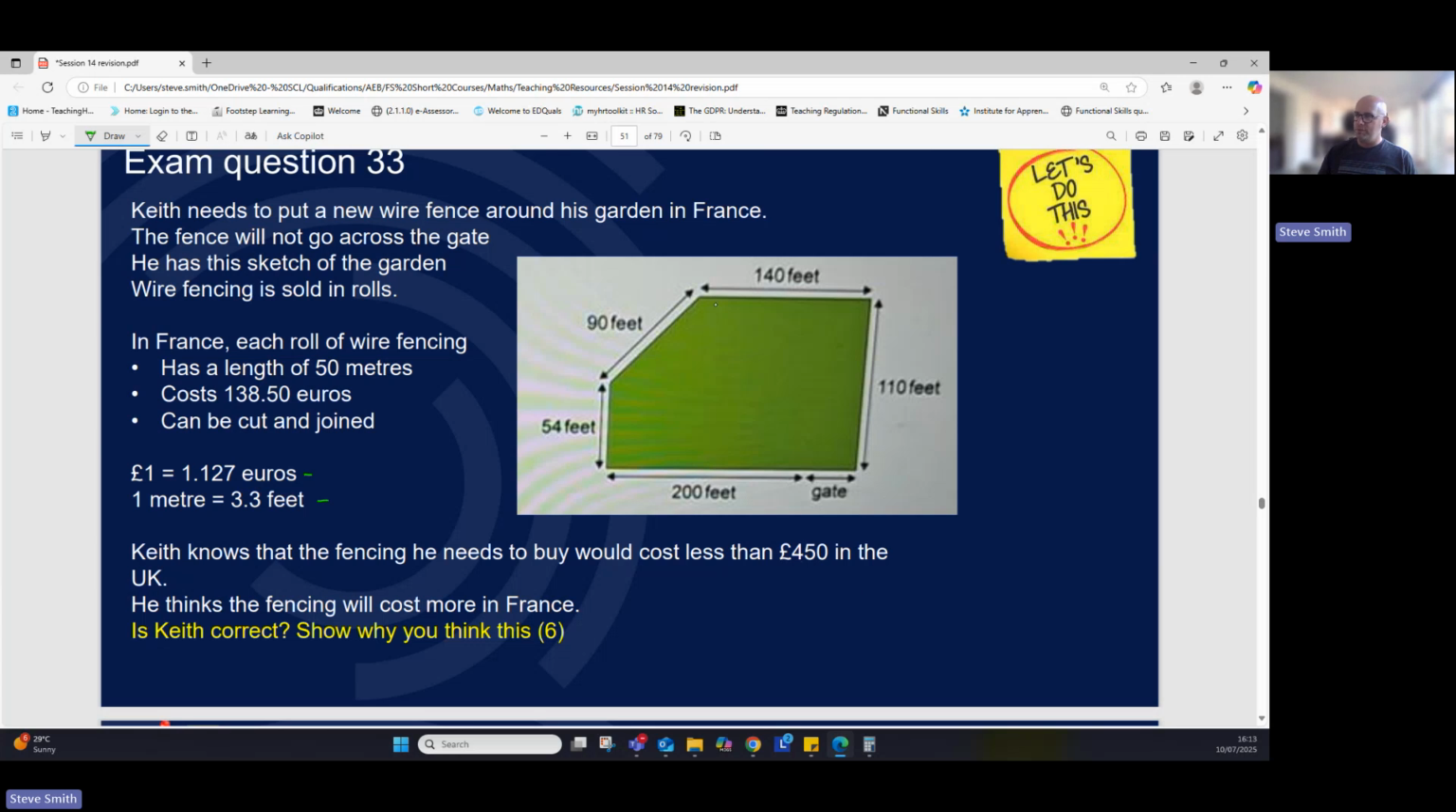So first thing we're going to do is put our stake down on the fence, and we're going to walk right round, because it's a perimeter question. He's putting some fencing up, so he's going right around the outside. He's not doing the gate. So we've got 140. And then we're going to go down this route, 110. Gates not included, 200. 54. And then 90. And we're back to our marker.